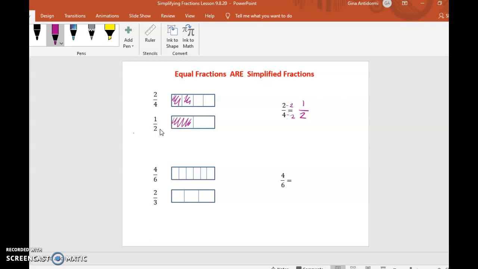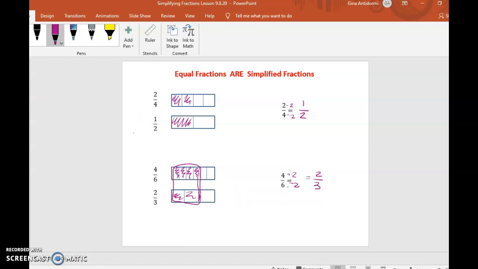When we look at 4/6, I can also divide by 2, and we'll get 2/3. So 4/6 is equivalent to 2/3. Let's shade these pieces in so we can prove it. And you can see that these pieces are the same size, so they're equivalent.